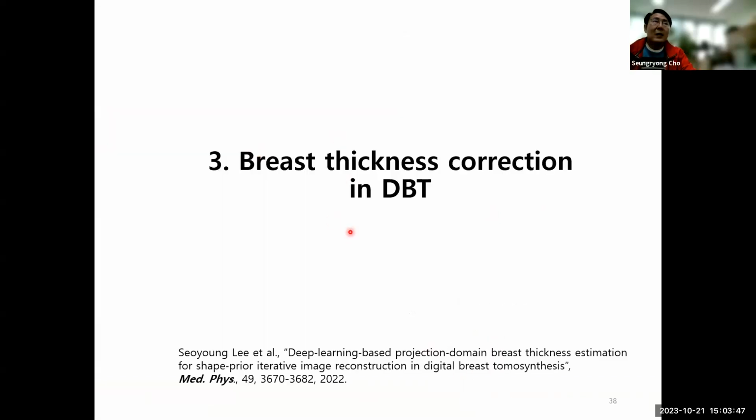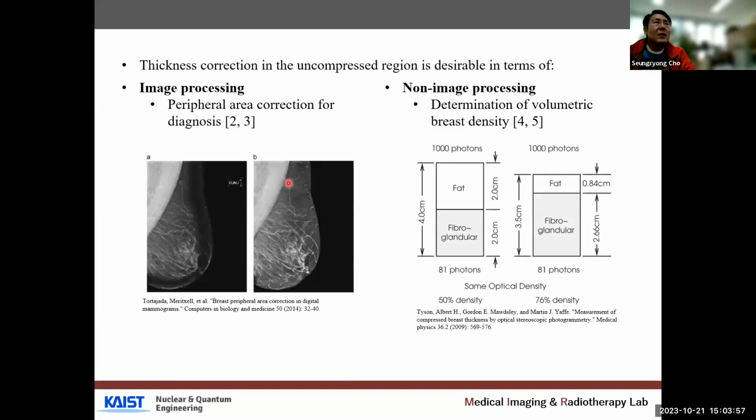So we have successfully developed the synthetic mammogram technique, and part 3 and part 4 are applications of deep learning techniques. In many cases, we need breast thickness information. An immediate application of breast thickness information is that, because the breast shape is non-uniform even after compression, particularly in the periphery region, right?